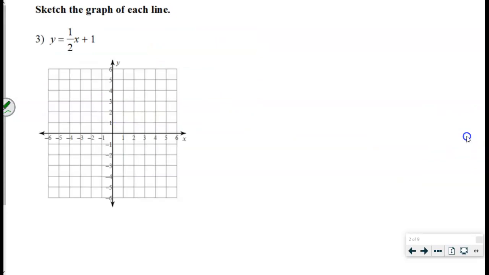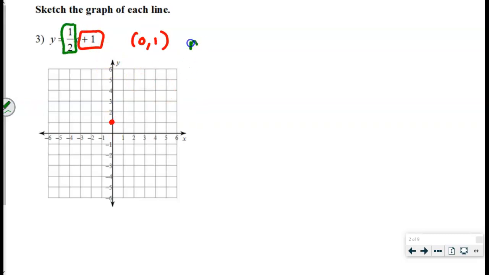But now they're going to want us to actually sketch the line. And the reason we started with identifying the slope and the y-intercept is because that's the quick method of graphing a line in this form. If you could start at your y-intercept, drawing a point. So here our y-intercept is at 1, meaning I'm going to plot the point 0, 1.